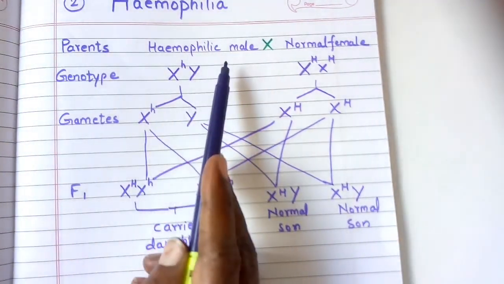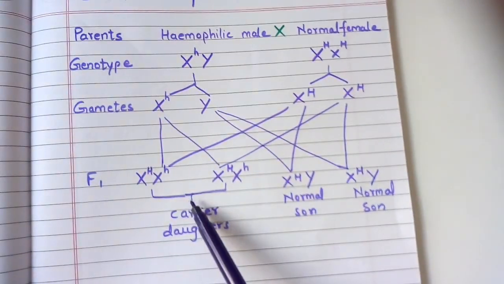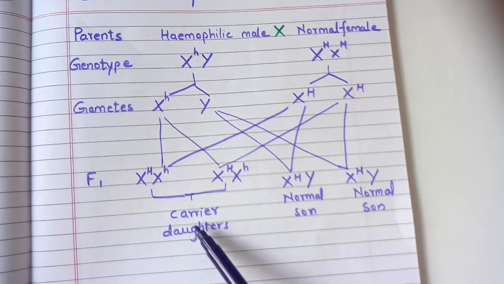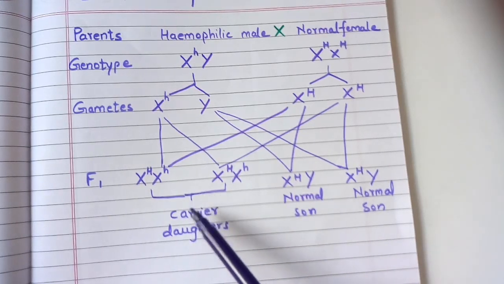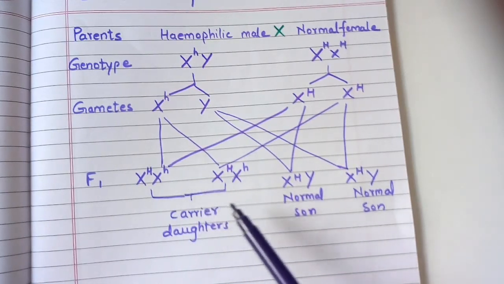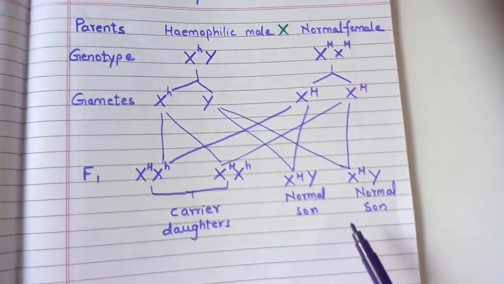So from the father, the genes are transmitted to the daughters, due to which the daughters will be carriers. They will carry the gene for that particular disease, but they will not suffer from the disease.